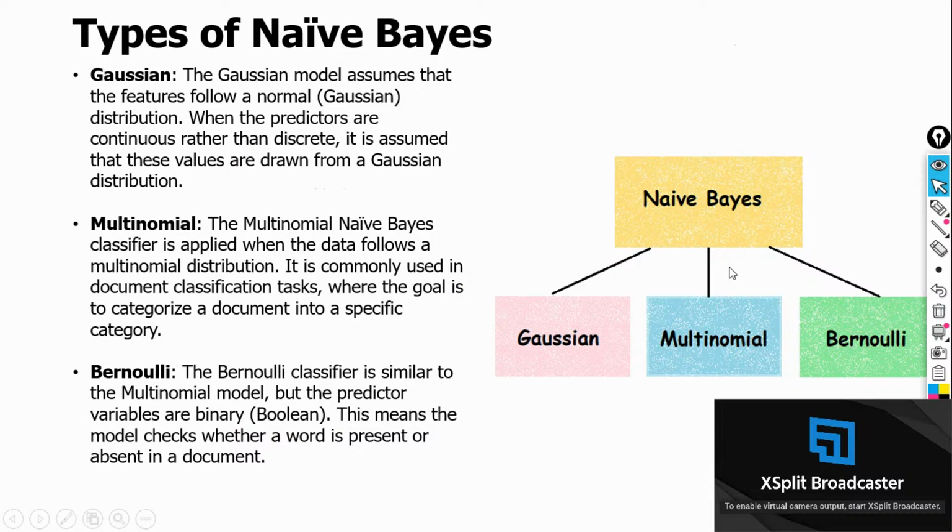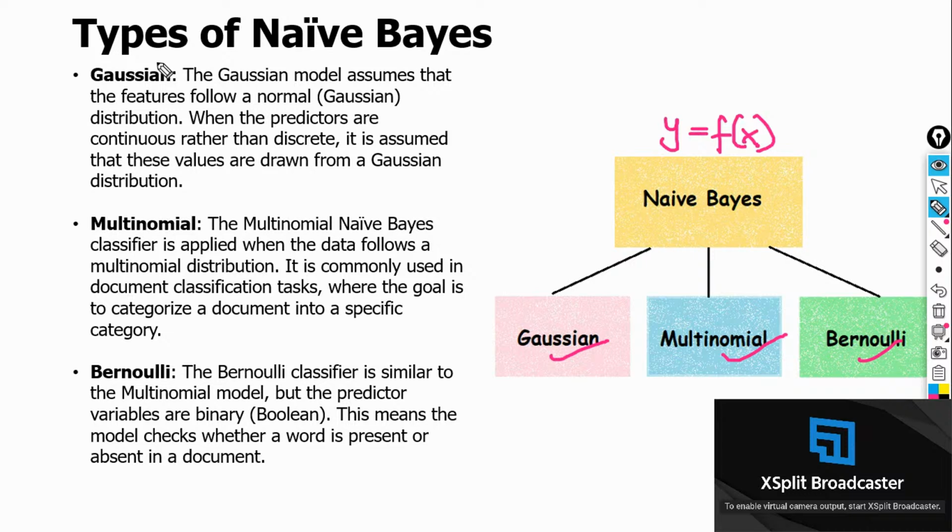Before that, under naive Bayes we have types. What are the types that we have? We have Gaussian, multinomial, and Bernoulli. When you are trying to build a naive Bayes model, the y is equal to f of x model that we try to build, we are supposed to select which type of naive Bayes we are going to use. So what are these three?